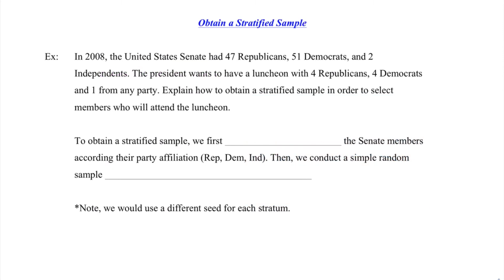Taking a look at an example then, we're told in 2008 the U.S. Senate had 47 Republicans, 51 Democrats, and 2 Independents. The president wants to have a luncheon, but instead of just grabbing 9 people, he wants specifically 4 Republicans, 4 Democrats, and 1 from any party. So we can't do a simple random sample. Instead, we need to use a stratified sample to make sure these requirements are met. To obtain a stratified sample, we first separate the Senate members according to their party affiliation. So we're creating groups, like our strata. Then we conduct a simple random sample of each group rather than a simple random sample of the population. And that would be our stratified sample.